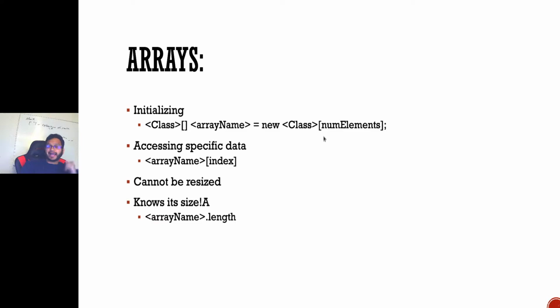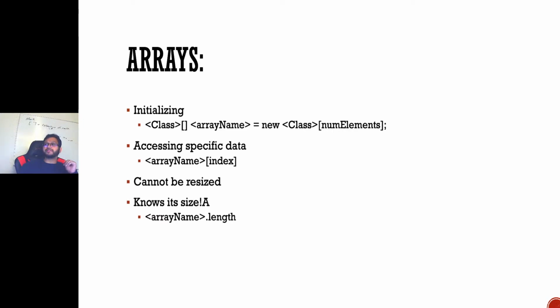If you want to access a given element, you just have to say the array name with the open brackets and the index that you want to access. Do not try to access more than there actually is. So if you define an array of size 3 and you try to access the 100th element, that will not work. The next thing is an array cannot be resized.